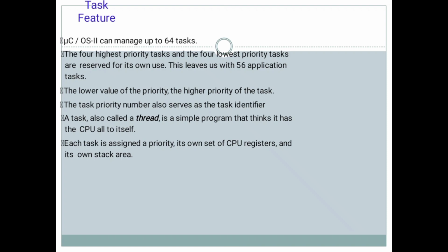The features of the task: the microcontroller OS-II can manage up to 64 tasks. The 4 highest priority and the 4 lowest priority tasks are reserved for its own use. The lower the value of a priority, the higher the priority of the task. The task priority number also serves as the task identifier. A task, also called a thread, is a simple program that thinks it has the CPU all to itself. Each task is assigned a priority, its own set of CPU registers and its own stack area.